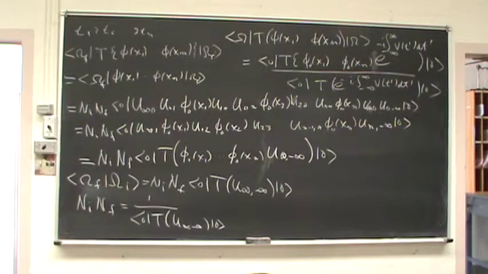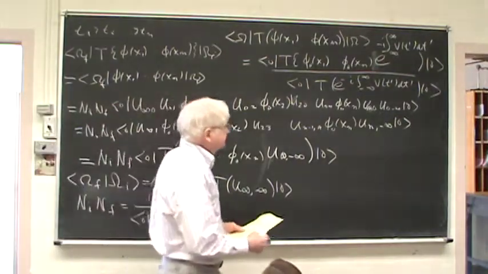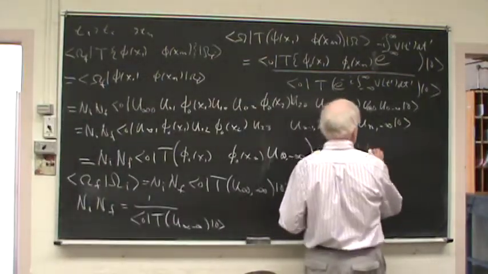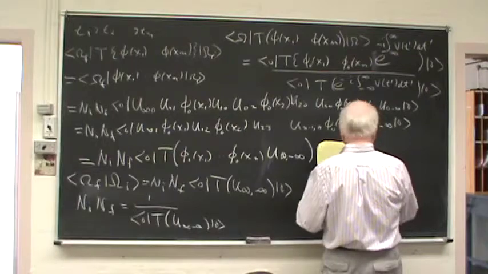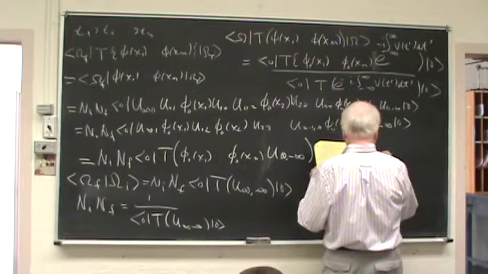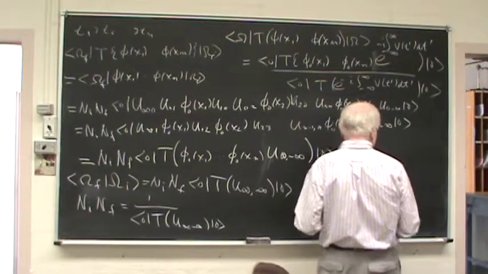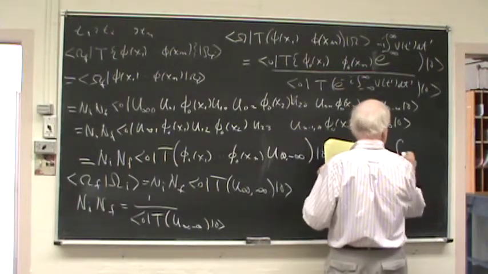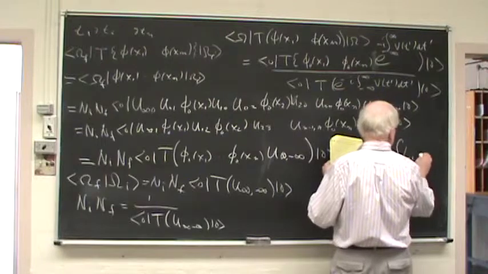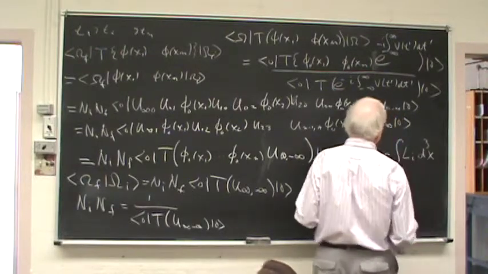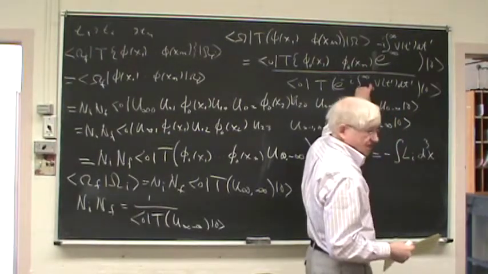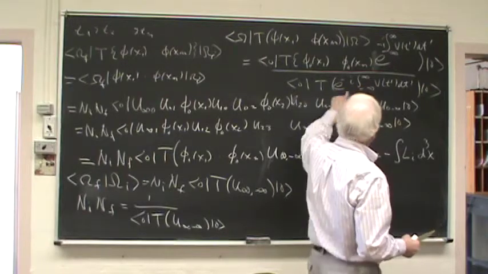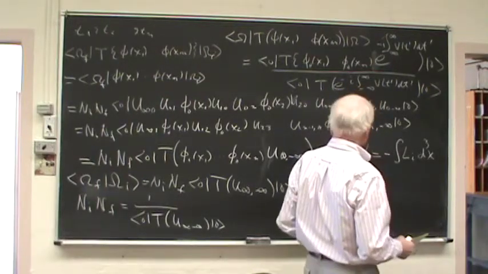And what's nice now is that this V is actually the difference between H and H0. And so that's minus the integral of the interaction Lagrangian over space. And now we're told we have to integrate it also over time. And the minus signs cancel.